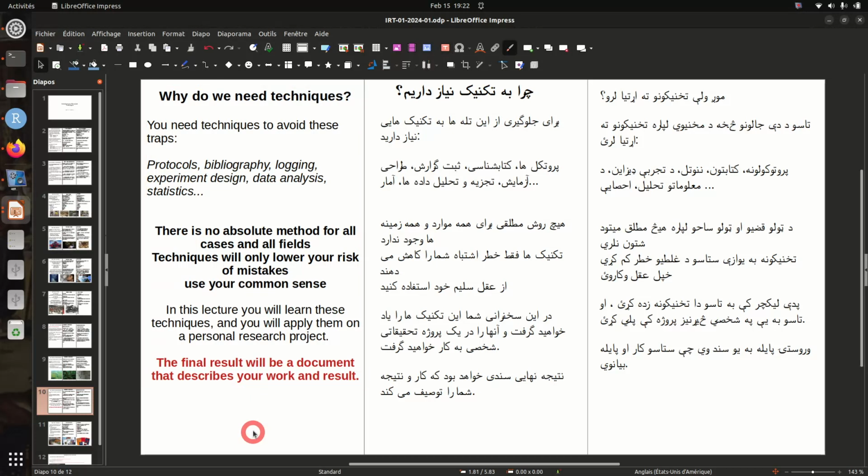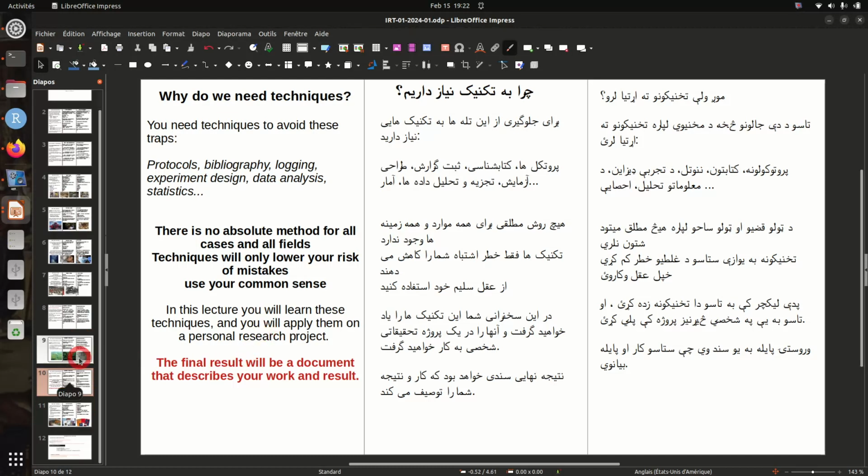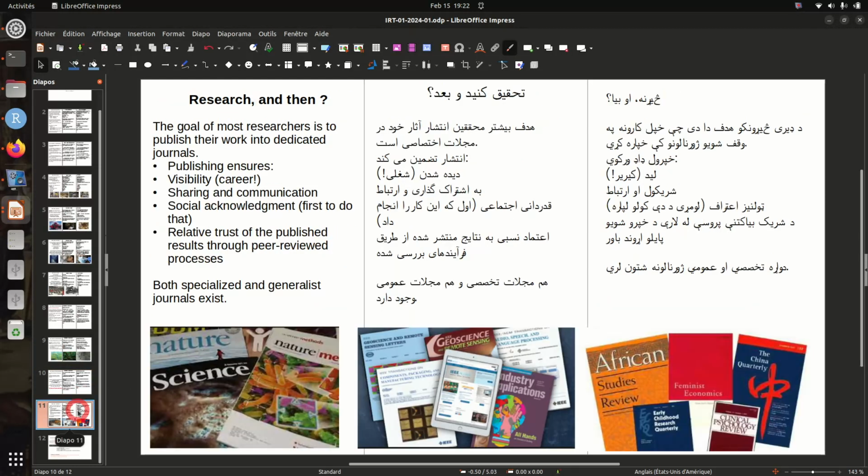So in this lecture, you will learn these techniques and you will apply them to a personal project, which is then going to be described in a document. Why do I emphasize that it must be written in the document? Because remember, it's a collective task. So the goal of most researchers is not just to research and to get an answer. It is also to publish their work in something called a journal. A journal is like a newspaper, but really specialized for research.